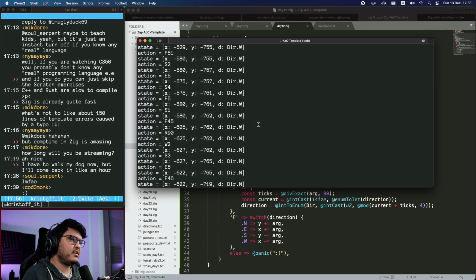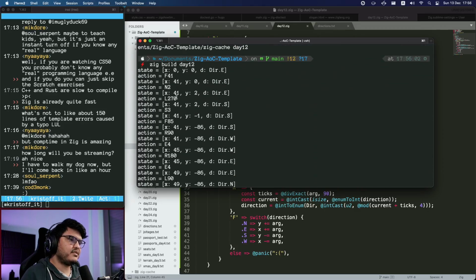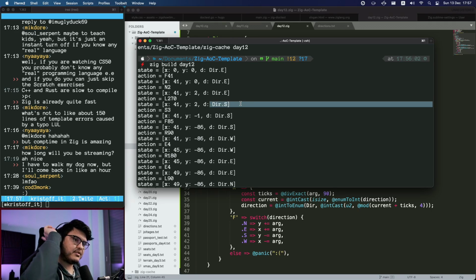Oh God, how many of these are there? Okay, so we start 0, 0, direction E. F41, X41, north 2, north 2. Yeah, but direction is always E. Left 270. So we're facing east. Left 270 is 90, 180, 270. So south. And yes, we are direction south now.